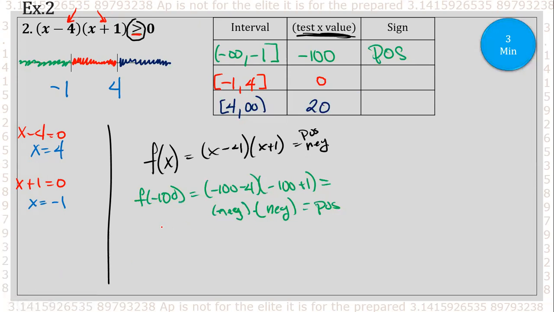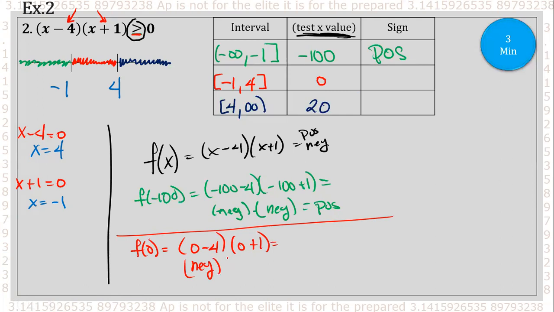Let's go ahead and try the next one. The next one that I have is the test value 0. So I'm going to evaluate the function at f of 0. And I'm doing the same thing, 0 minus 4 and 0 plus 1. Okay. So if I go ahead and do this, I get a negative, right? And 0 plus 1 is a positive. Negative times positive is a negative. This right here is negative. Okay, let's go ahead and do the last one.